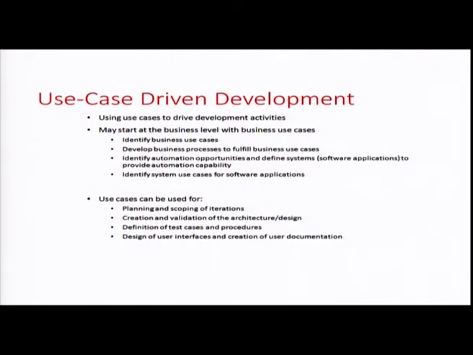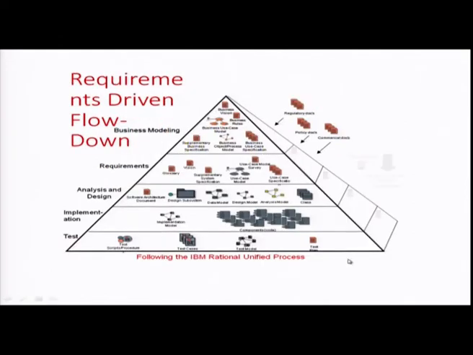Creation and validation of the architecture and design, definition of test cases and procedures, design of user interfaces and creation of user documentation. So, this is how we envisage the development, and it is very nice to talk about IBM's Rational Unified Process, requirements driven flow down. So, we talk about a workflow which is like that. All are familiar diagrams. It talks about test, talks about implementation, talks about analysis and design, different models, different approaches, different domains, different stakeholders. What is the crux?